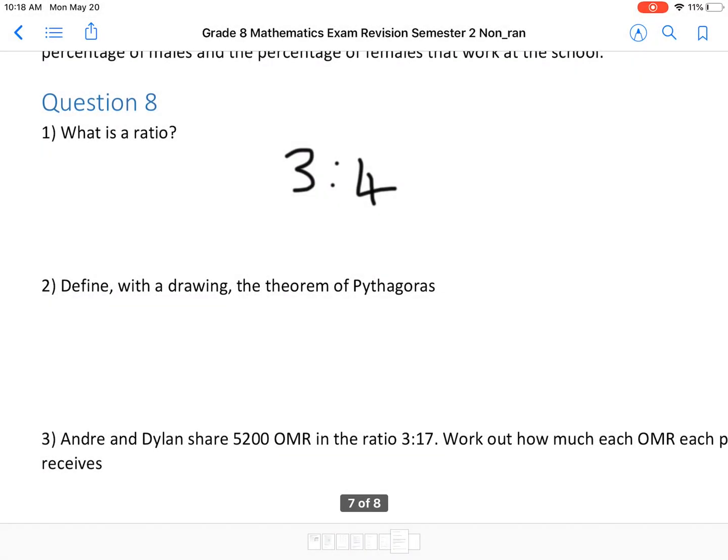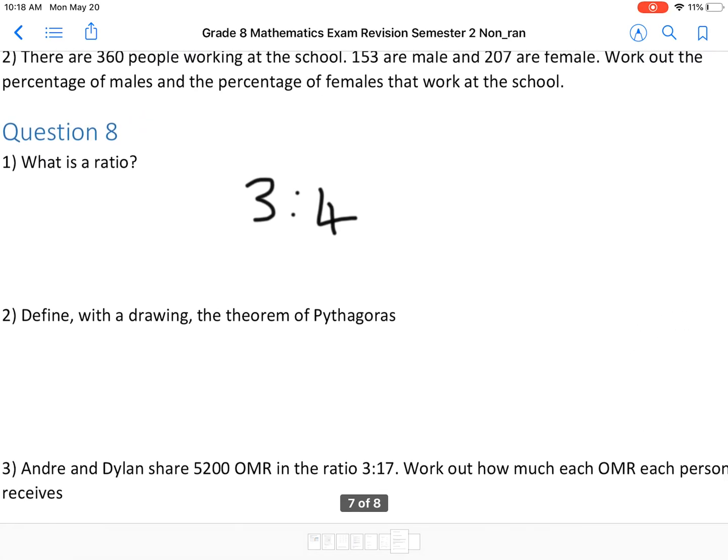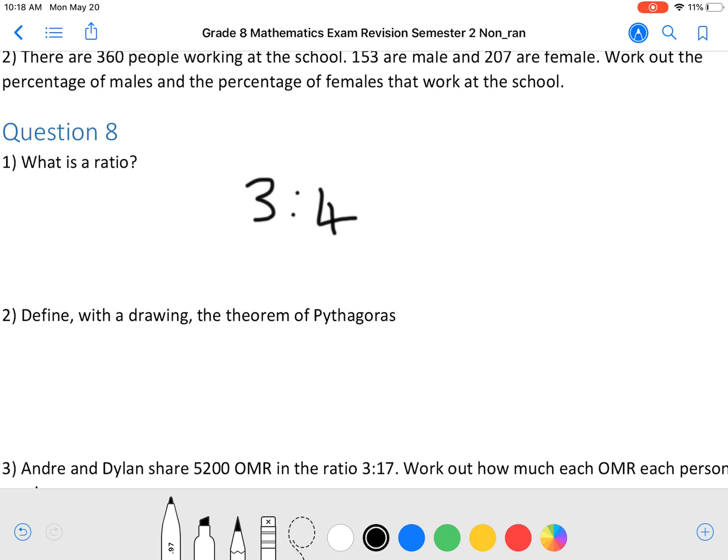Question 8 says, what is a ratio? Okay, I have a ratio here. I wrote one down, 3:4. A ratio shows the relative sizes of two or more values. That means it shows these are two values, and it shows this size in relation to this size.